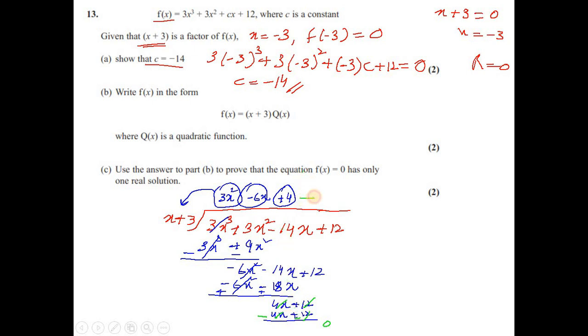Now clearly this is your quotient, so you can say that q of x is equal to 3x squared minus 6x plus 4. So you can write your expression or your function f of x as x plus 3 into q of x, and q of x is 3x squared minus 6x plus 4. That's how you can write.